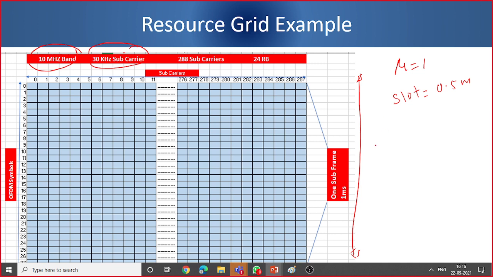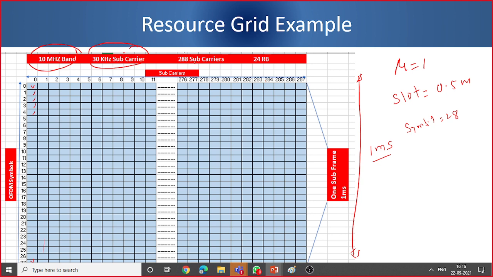So how many slots will I have? 2. Then how many symbols can I have? 28. So now I have 28 symbols. Just see 0, 1, 2, 3, 4 up to 27. This is also drawn in Excel for you. And somebody was asking how it looks in the frequency domain. I hope that question is getting answered.